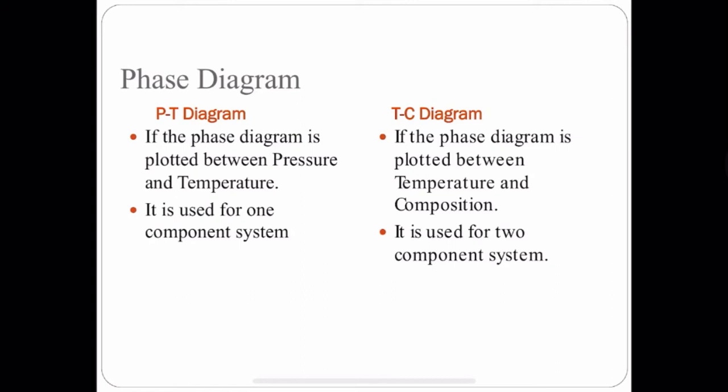T and C diagram. And it is used for two component systems: eutectic system, congruent system, incongruent system. We will discuss it later.